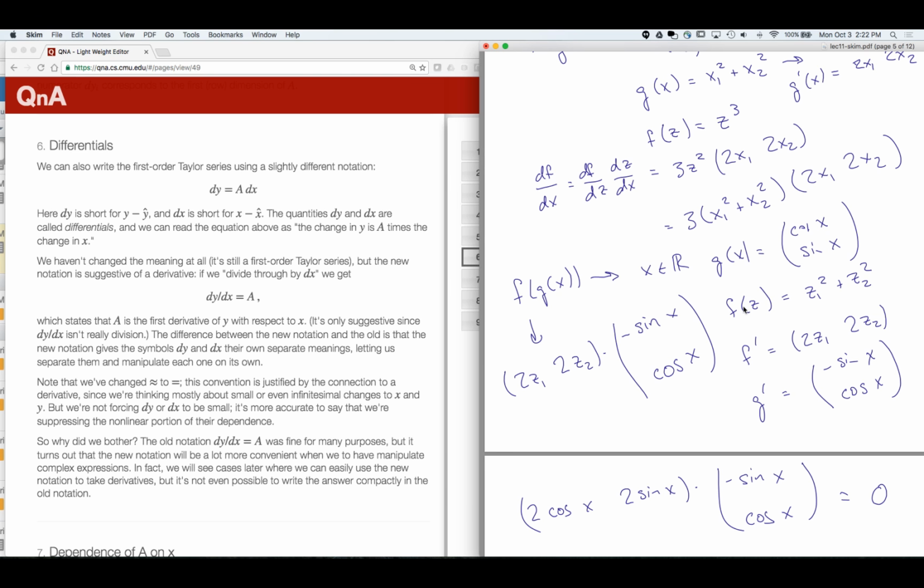So when we do f of g of x, then z becomes the vector cos x, sine x. And so z1 is cos x, and z2 is sine x. Right? That's what it means to compose a function when the argument is a vector. You compute the vector using the first function, and then hand that off as the argument to the second function.